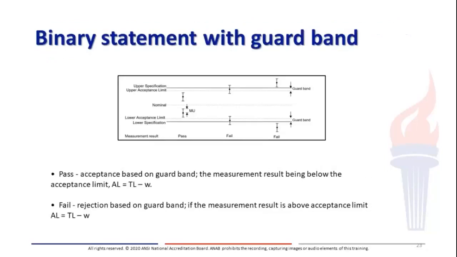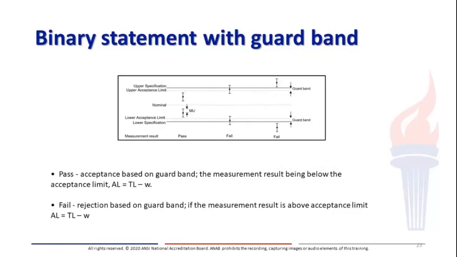So looking at it from a binary statement with guard banding, the passing situation that we see here is the acceptance based on the guard band, the measurement result being below the acceptance limit. That's a situation where we're going to have a conversation with the customer: is this appropriate, or are you accepting this situation, so that we can report out the values or whatever it may be.